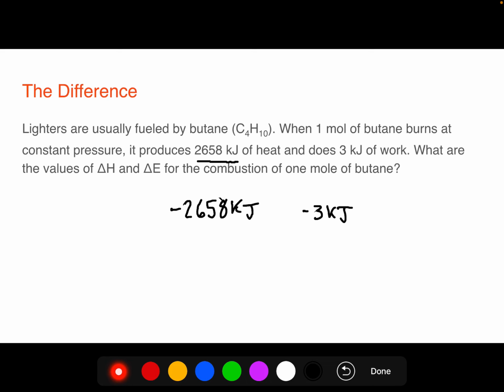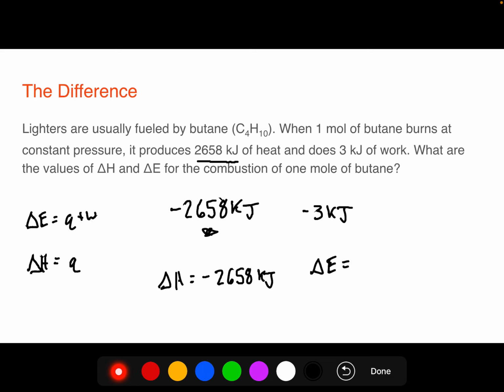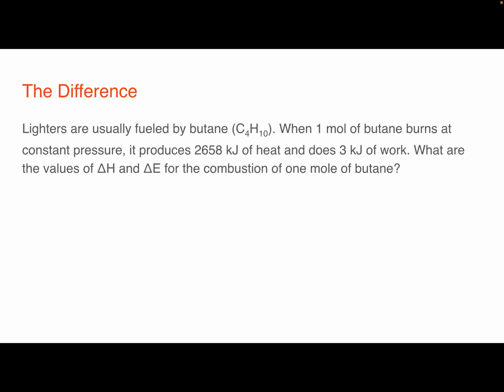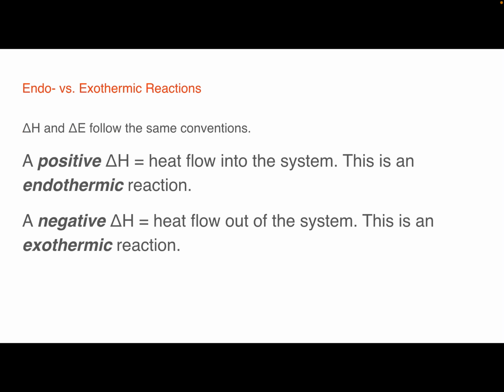All right, well, delta E, remember, is heat plus work. Delta H is just the heat. Well, in this case, this is the heat right here. So delta H is equal to negative 2,658 kilojoules. Heat plus work would be negative 2,658 plus a negative 3. So delta E would be equal to negative 2,661 kilojoules because you put them both together. So hopefully that makes a little bit of sense. It's not that complicated, but it takes a minute to think through.